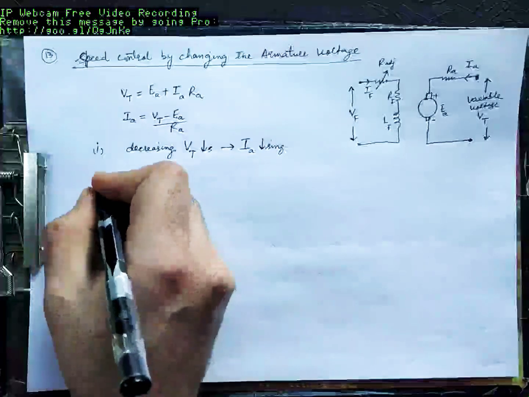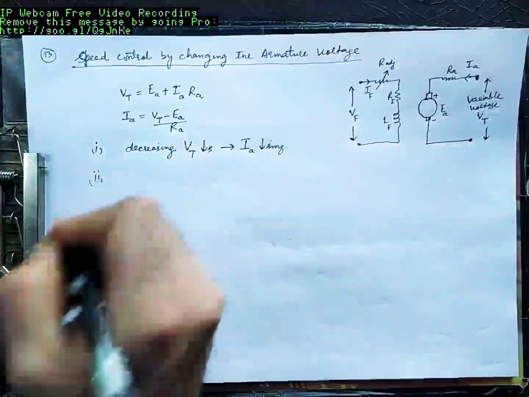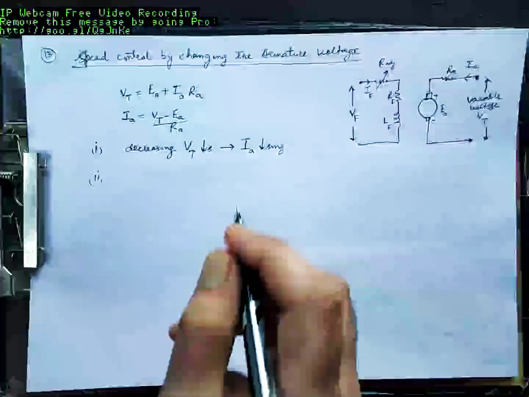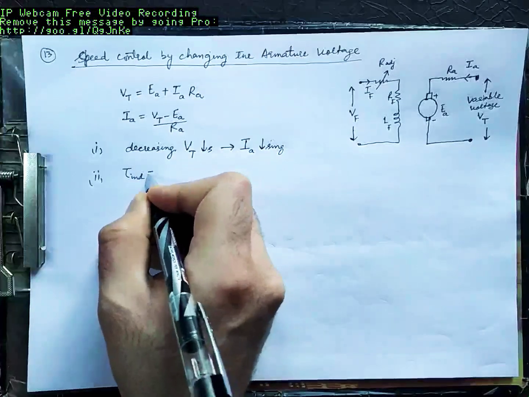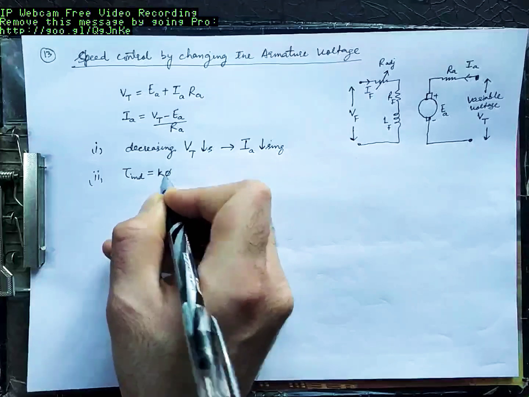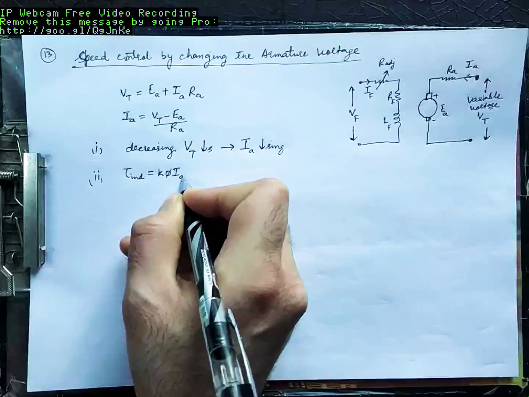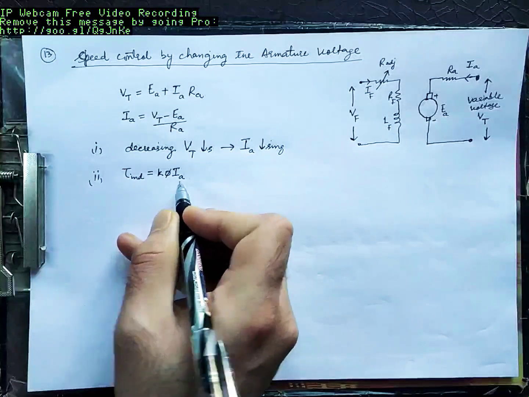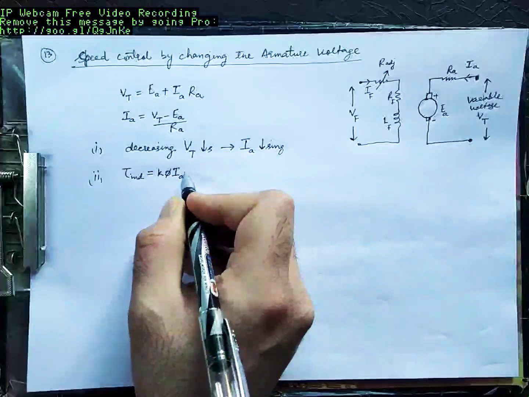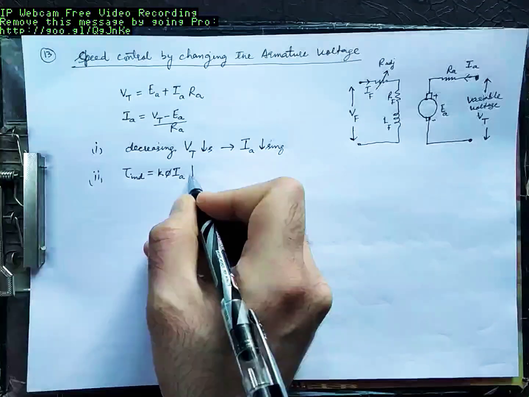Now, we know induced torque is equivalent to K phi IA. I have not changed K, which is constant, and I have not changed flux. Current IA is decreasing. When current IA decreases, what happens to induced torque? It decreases.